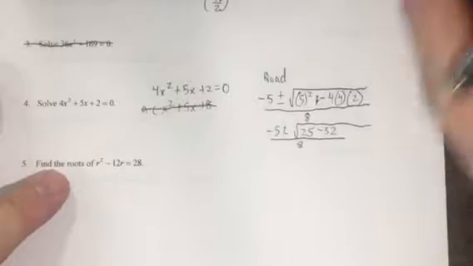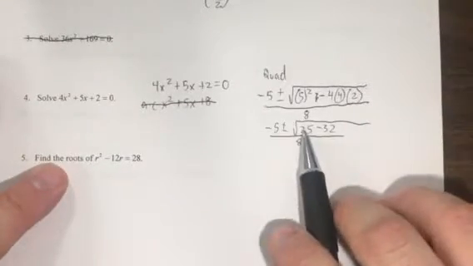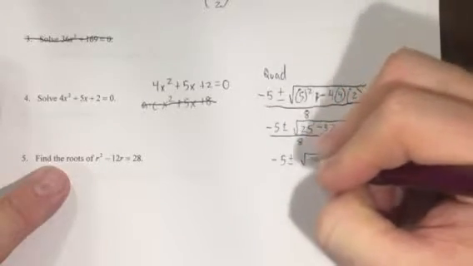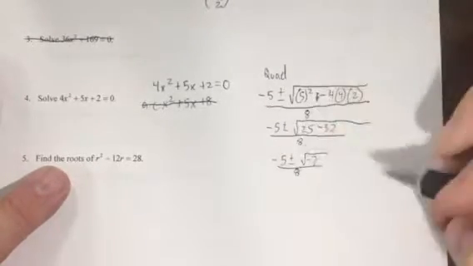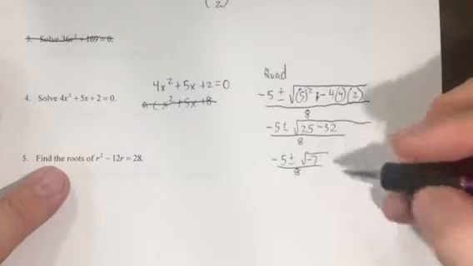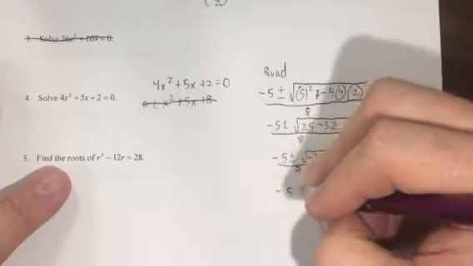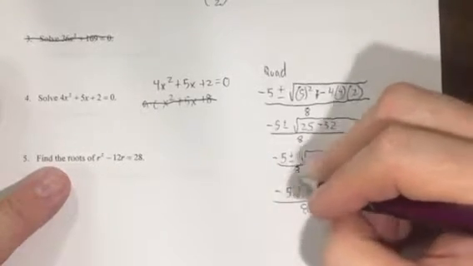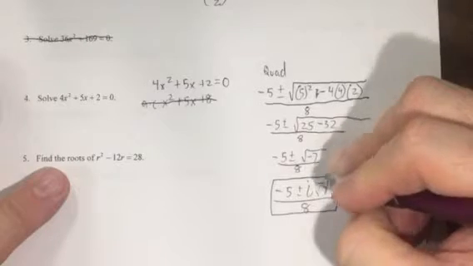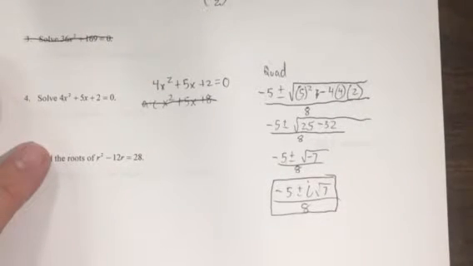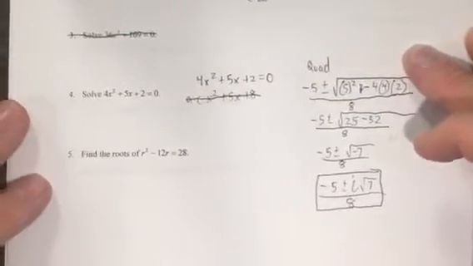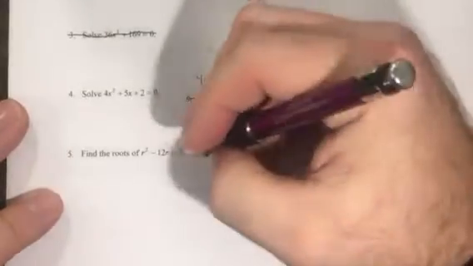Now, that's going to turn into negative 7. So I have negative 5 plus or minus the square root of negative 7, over 8. Bring out the i. So now I have negative 5 plus or minus i square root of 7, all over 8. And that is my final answer. That was number 4. I think we can do number 5 and that'll be it.